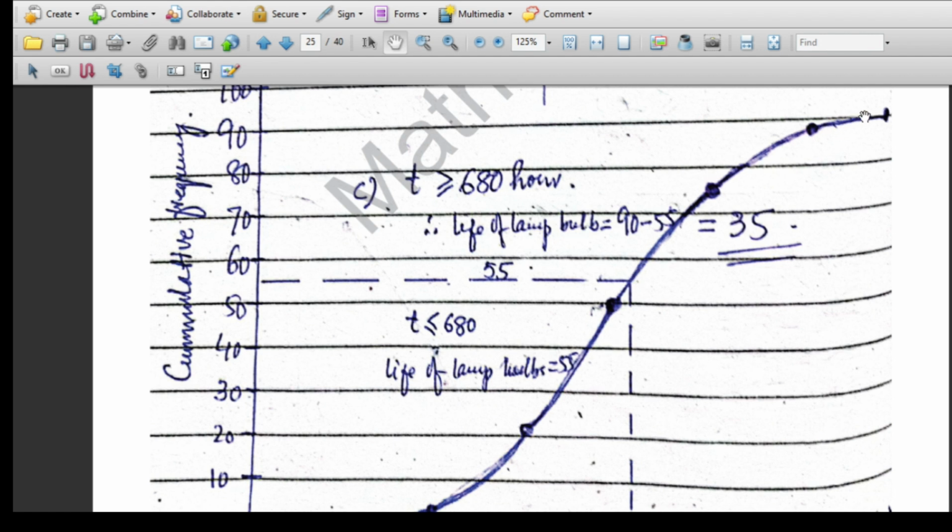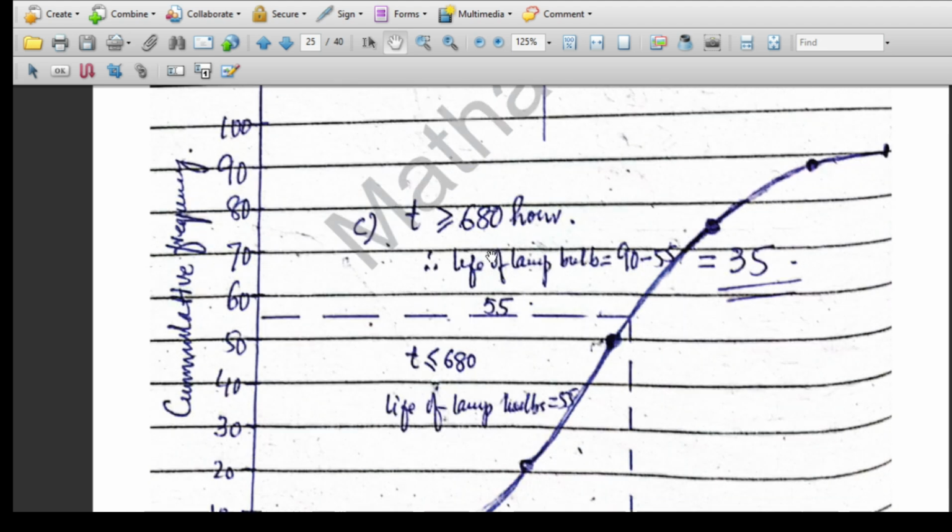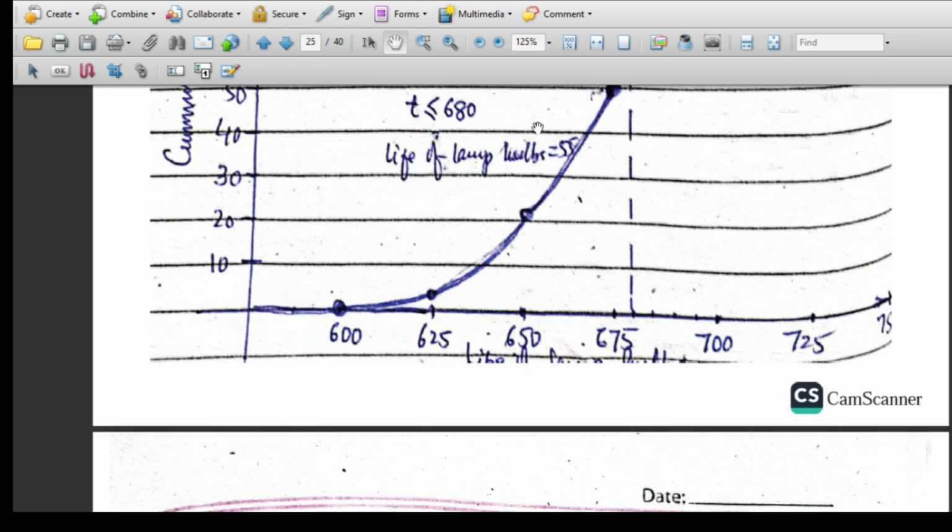lasted less than 680 hours. So we have to see this band. This part takes less than 680 hours, and this part takes more than 680 hours. So we take this part: we subtract this 55 from this 90 to get 35. So 35 lamps will last more than 680 hours, because 55 bulbs last less than 680 hours. So this is simple. This is part C, and we solved it here.